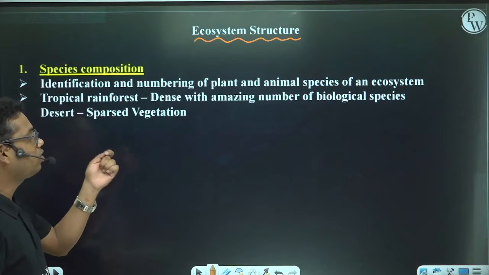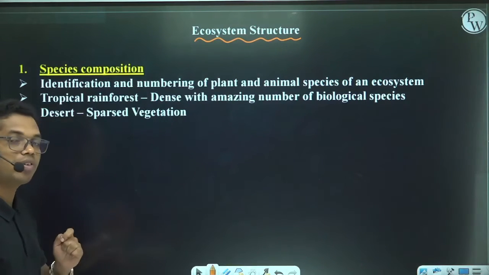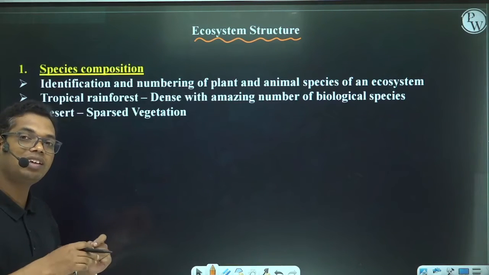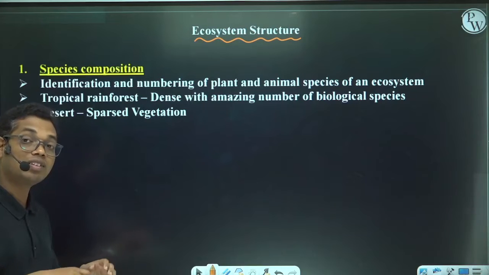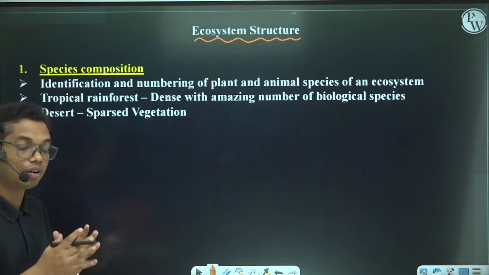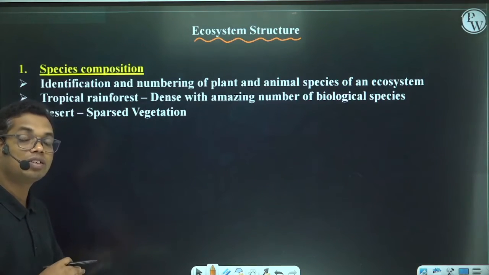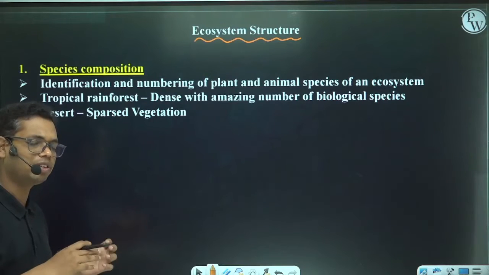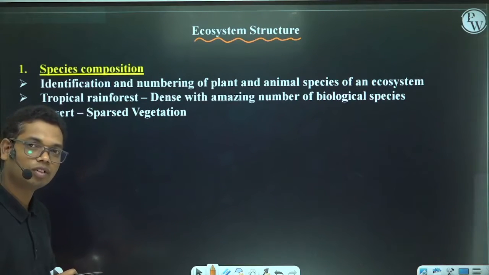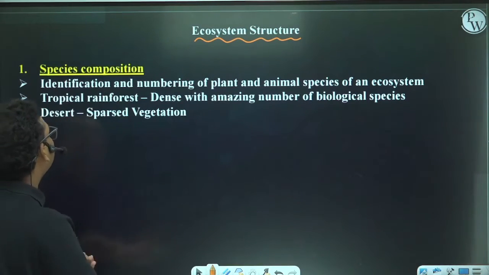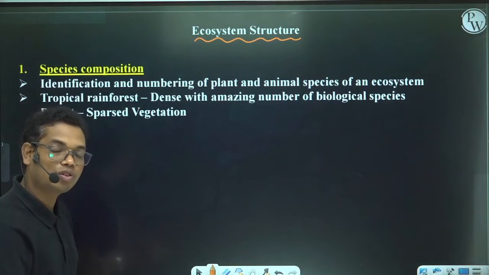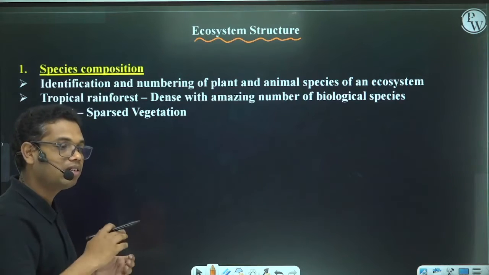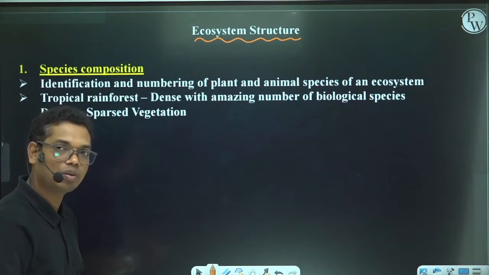So when I say species composition of an ecosystem, that means I'm trying to understand how many different types of species are there in an ecosystem, and what is the number of each and every species in an ecosystem. Okay, so this is species composition, and the species composition varies from one ecosystem to another.